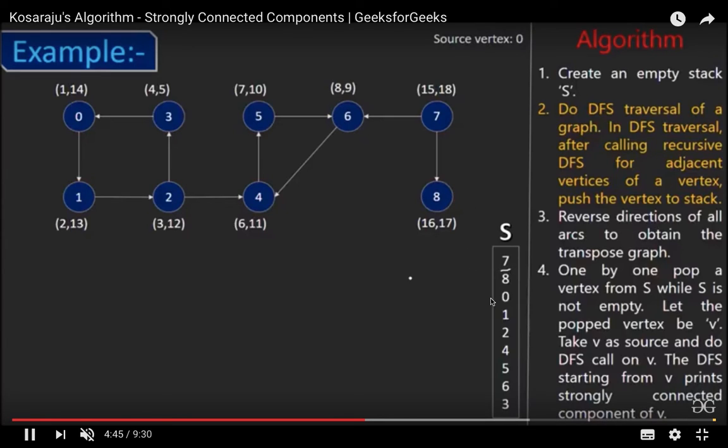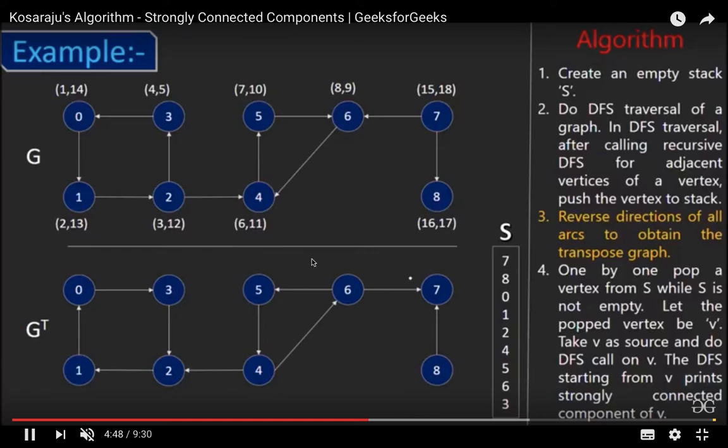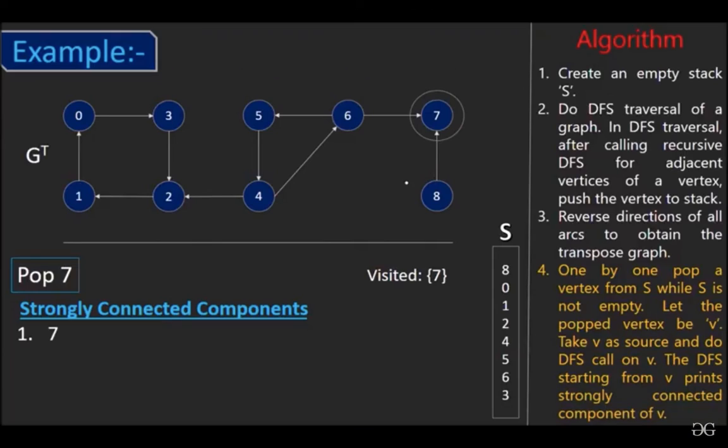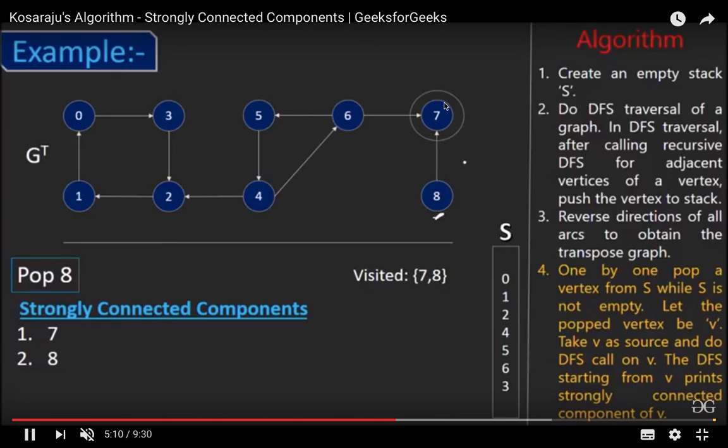Let's start the reverse. So we do a transpose here. Below you see the transpose of the graph. Then one by one pop a vertex from S while S is not empty. Let's pop a vertex V, take V as a source and do a DFS call on V. The DFS starting from V prints the strongly connected component of V. So let's start with 7. We pop it, then you can see there is no direction and there's only one strongly connected component. Then pop 8. You can see also there is only one element.